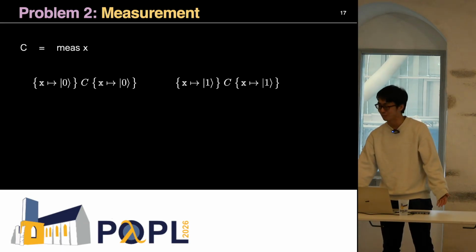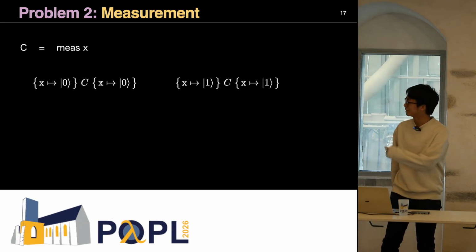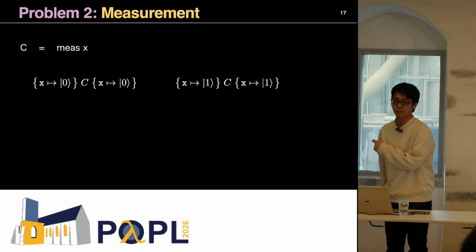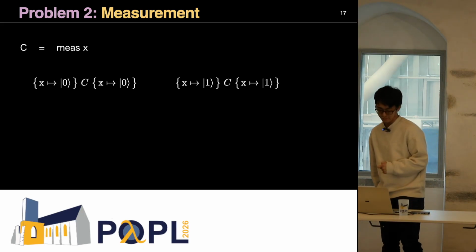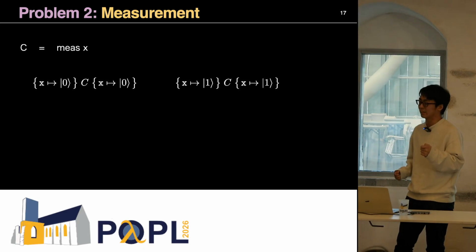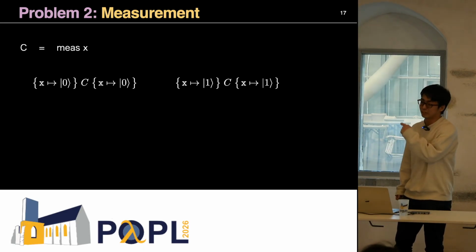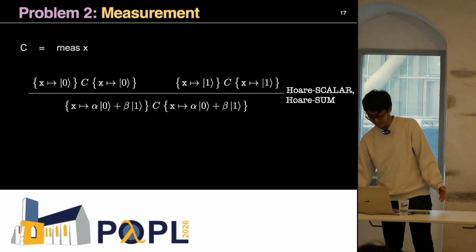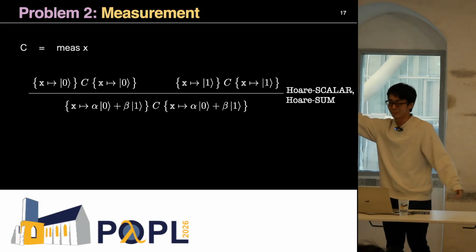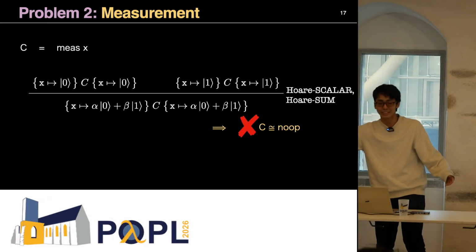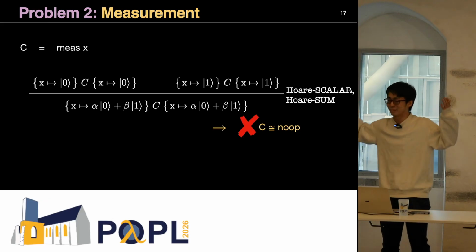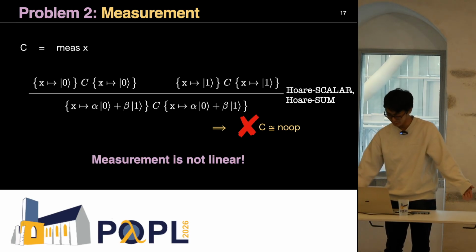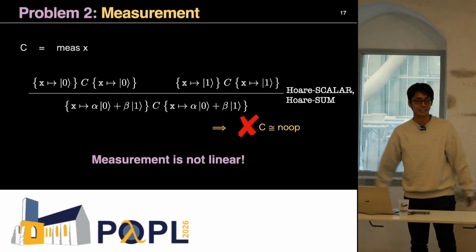Yes, there's actually a problem. It's measurement. Measurement is problematic. Because let's say now the program we're given is measurement, then because measurement doesn't do anything for the computational basis, you should be able to derive these two things. But by using scalar rule and sum rule, you'll be allowed to derive this, which says this measurement is equivalent to identity, which is completely wrong. So this is problematic. What's the problem? It's because measurement is not linear in this sense.